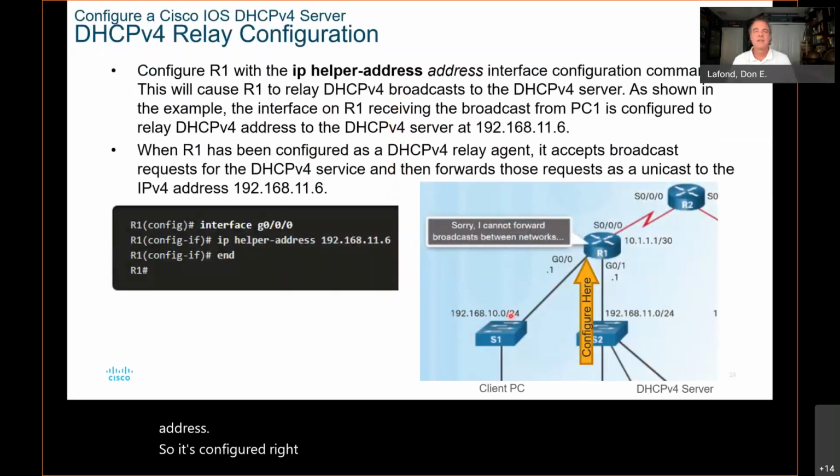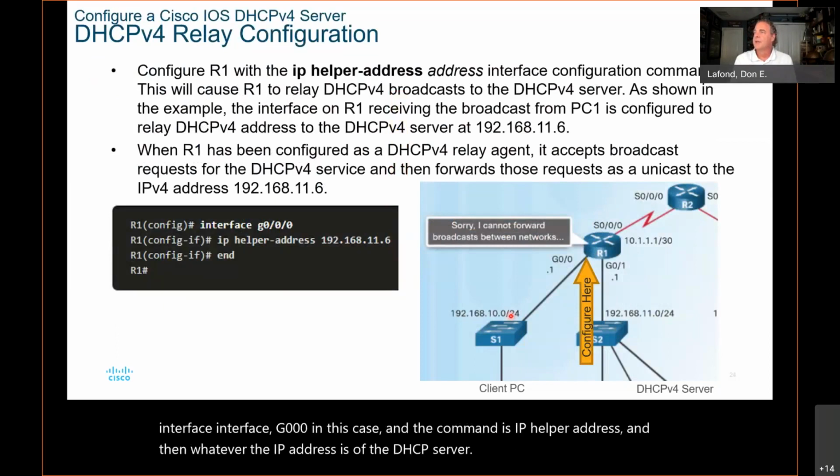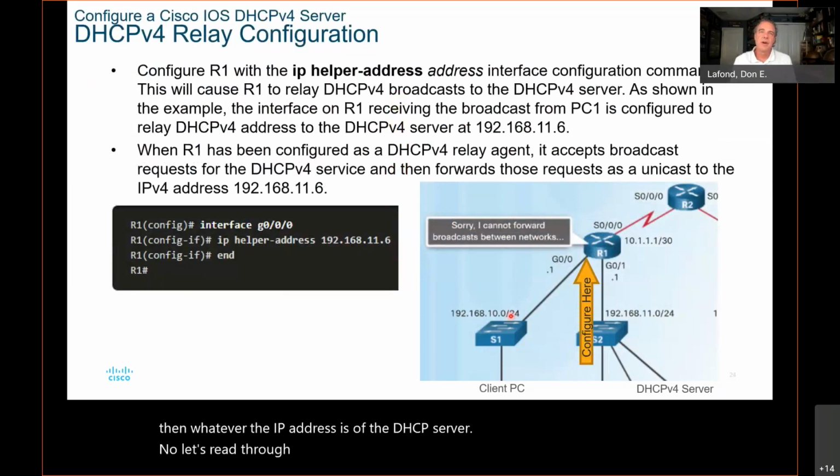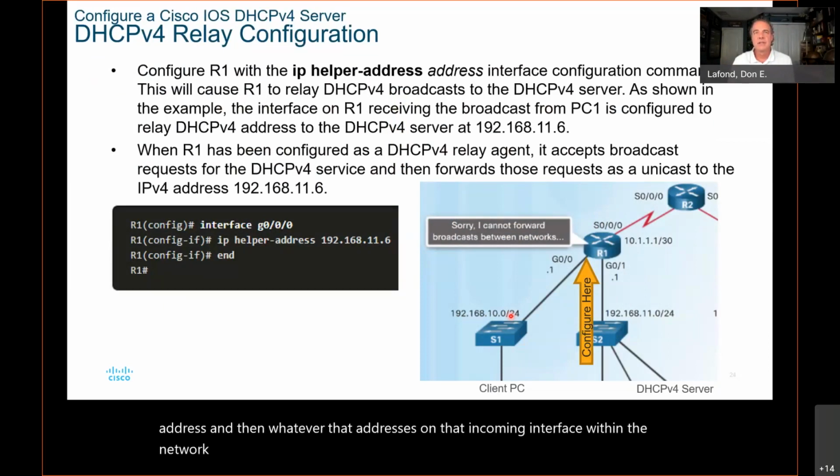And what is the configuration? Well, first you go into that interface, G0/0/0 in this case, and the command is ip helper-address, and then whatever the IP address is of the DHCP server. Now, let's read through this. You have to configure R1 with the IP helper address, and then whatever that address is on that incoming interface within the network. This will cause R1 to relay DHCPv4 broadcasts to the DHCPv4 server.